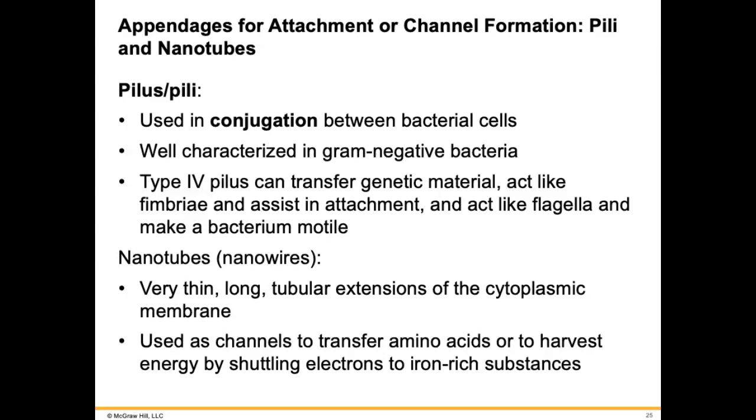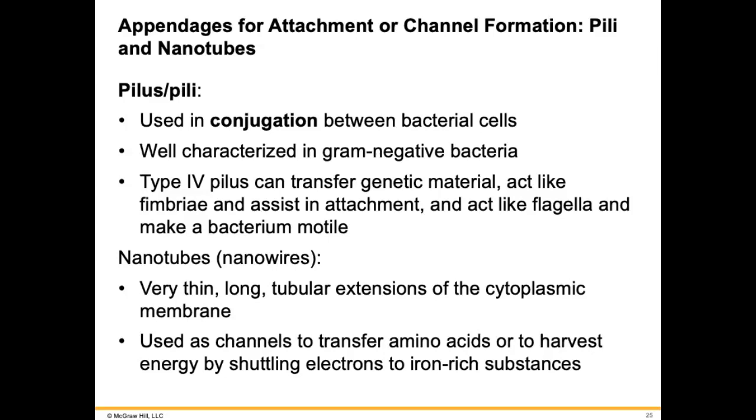And when we talk about the occurrence of bacteria, or any microbe per se, the ability to pick up information, specifically genetic information, from other cells, this is how it happens, at least in bacteria. So pili are used in conjugation between bacterial cells.